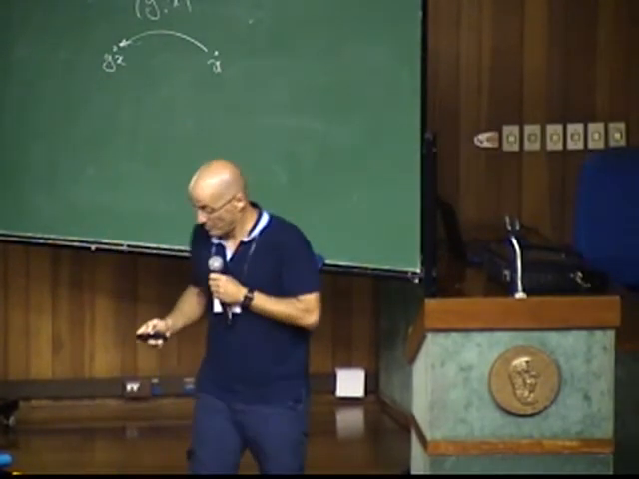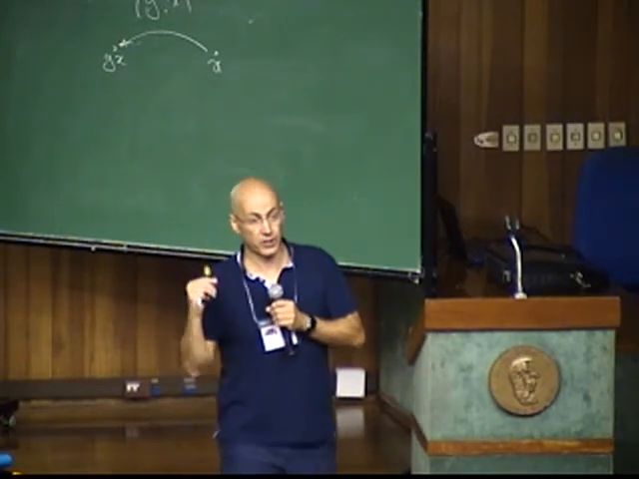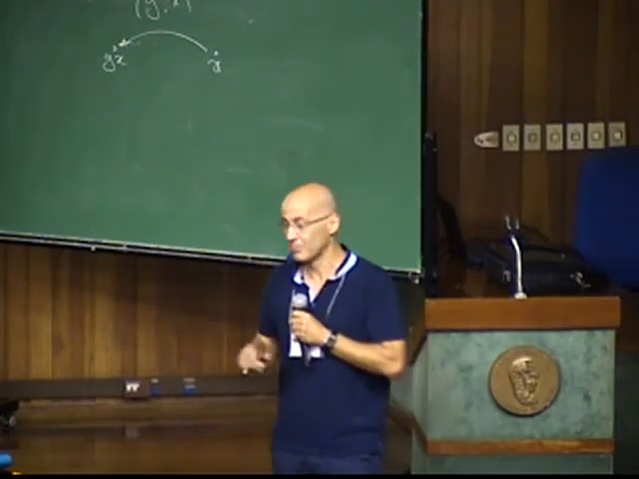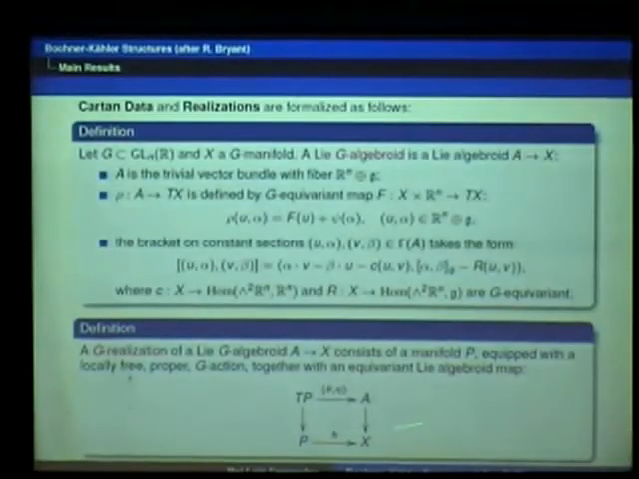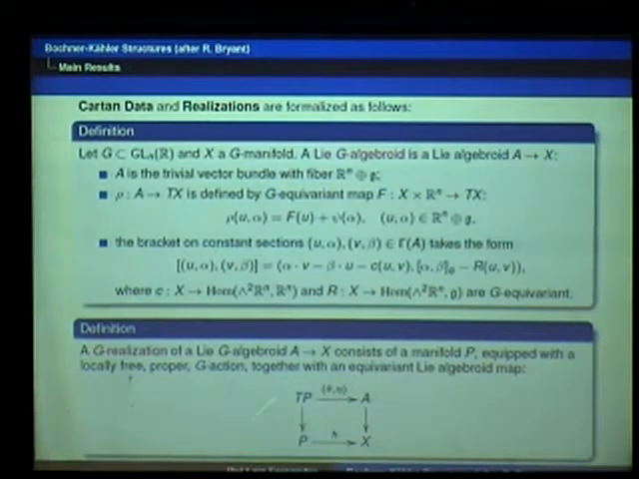So to do that in this scenario, we have to be a little bit more careful because we want these things to come with an action of G. So we don't want just to have some manifold with some algebroid map to A. We want that this thing comes with a Lie group action.